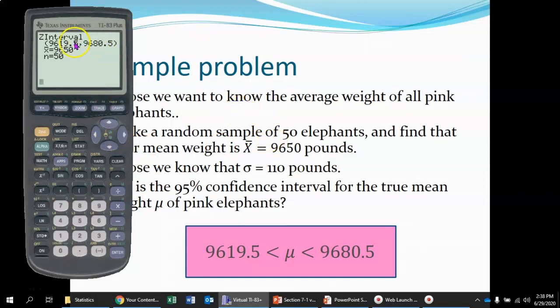So if you have a graphing calculator or something like that that can do this for you, you're welcome to use it. In the rest of the examples, I'll be using the formula so you can see how that works and how to calculate it from the formula.